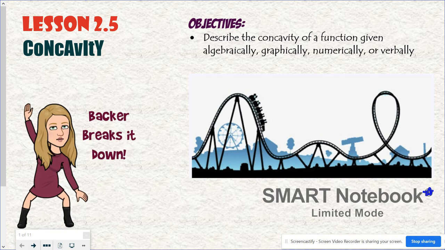In this episode, I'm going to talk to you about concavity. We're going to determine the concavity of a function simply by looking at its graph, but we're also going to see how we can do this numerically and algebraically. That's where I'm going to start: with the algebraic, numeric approach to concavity.